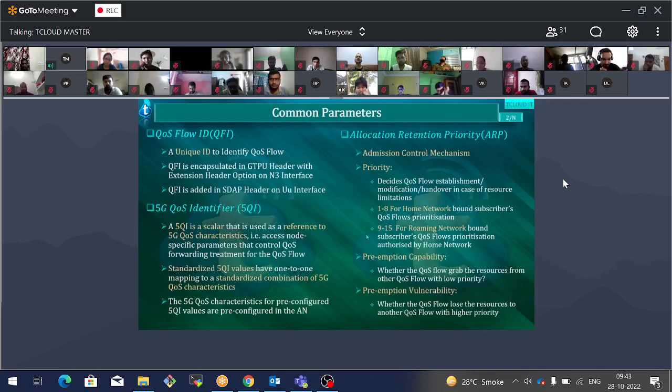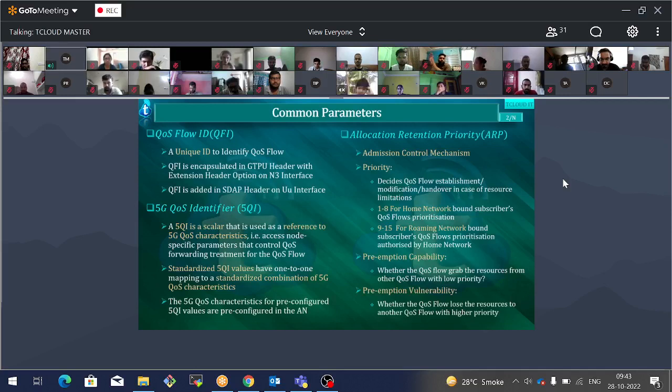Okay, next. Third, allocation retention priority. This is an admission control mechanism where a QoS flow is getting admitted into the system. If the network requests the G-Node B to create a QoS flow, and there are enough resources available with G-Node B, it might accept it without worrying about this ARP value.